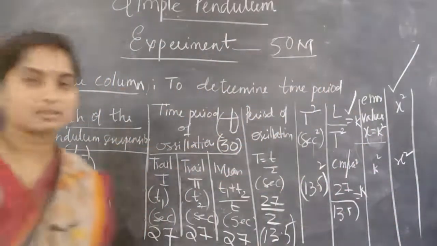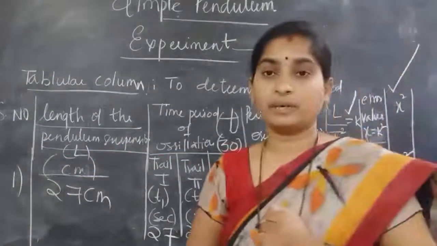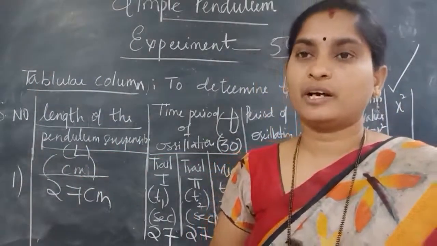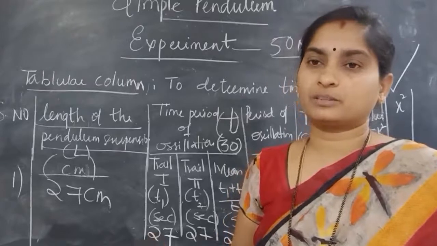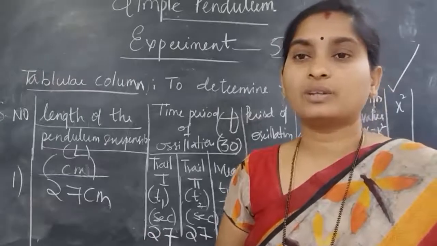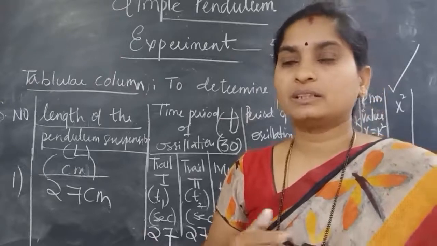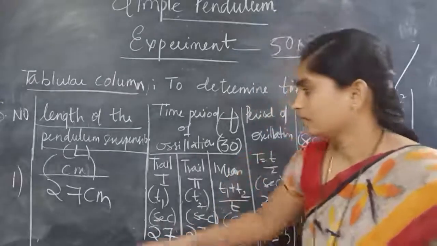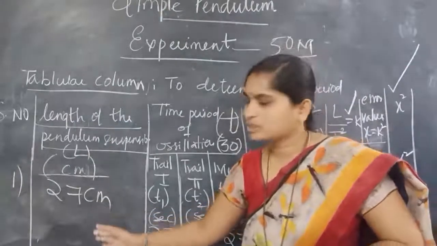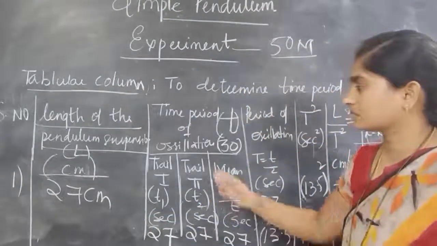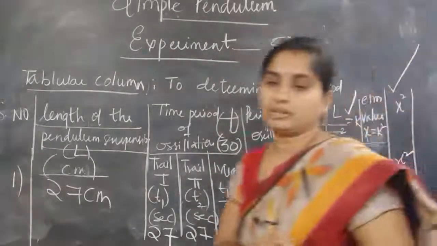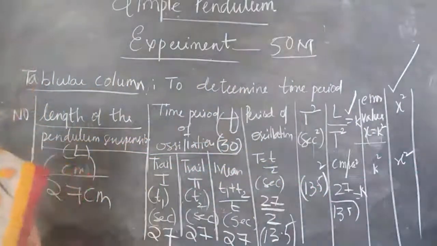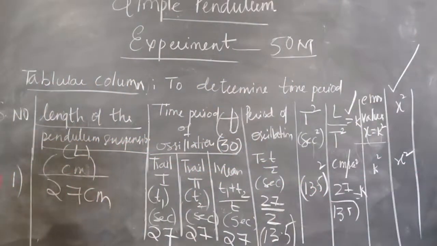So what we have discussed till here: first, the experiment name, simple pendulum, aim, apparatus, tabular column. Till here it is a part of the experiment, and we have noticed how the experiment has to be performed. The same experiment is repeated for 27 centimeters, or else you can change the distance and see how the oscillations take place. The same calculations have to be repeated so that error estimation can be done from this experiment. In the next class we will complete this experiment.